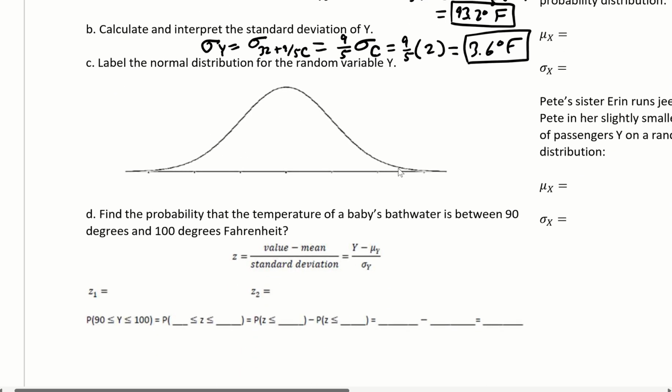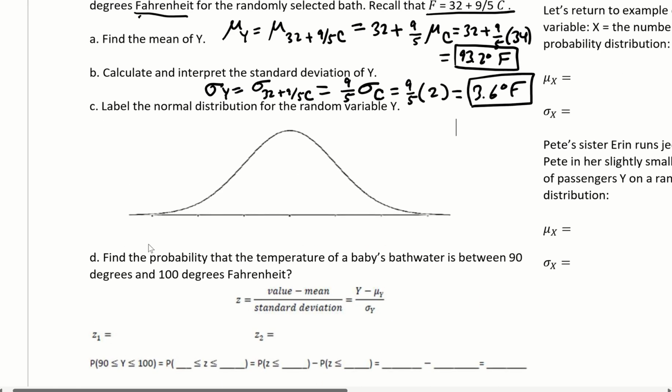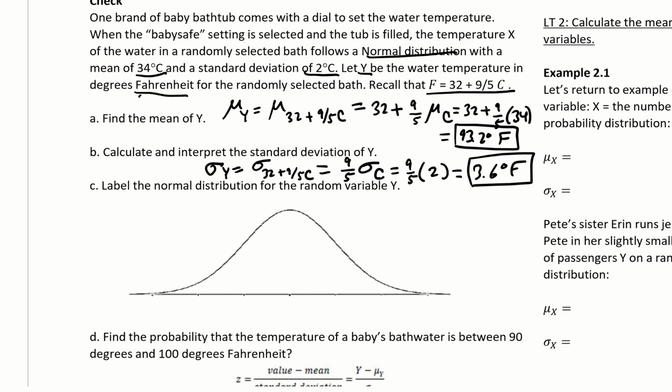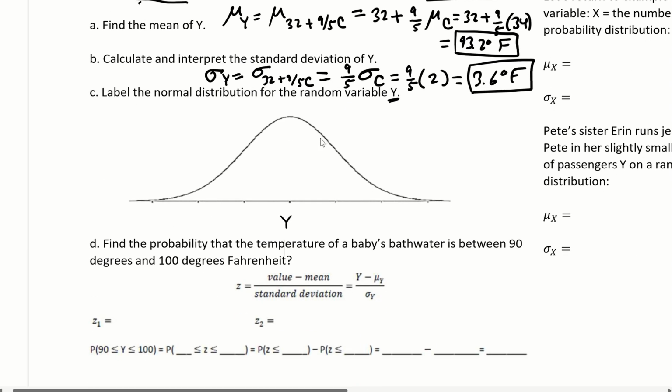All right, so now we know it says that it's normally distributed, and we want the normal distribution for the random variable Y. I'm just going to put Y there. The middle is going to be 93.2, because that's what we just calculated, and I'm just going to put this in degrees Fahrenheit. Now we're going to add 3.6 to the right and subtract to the left. This is a review of chapter 2.